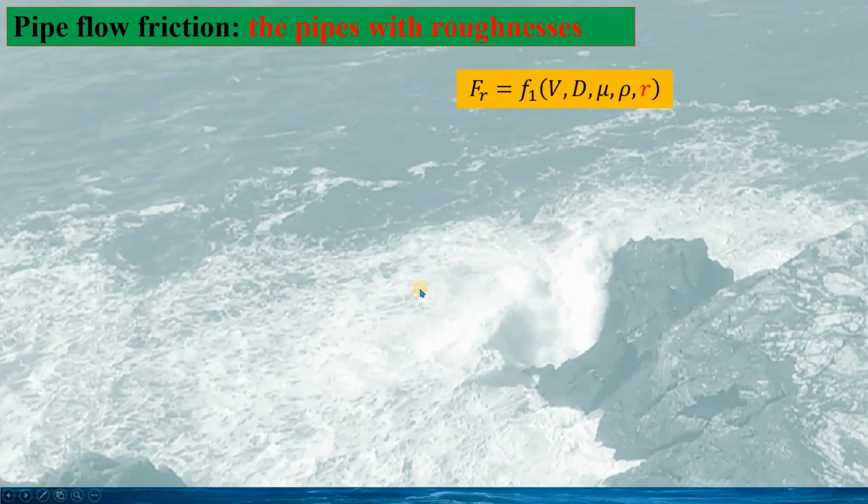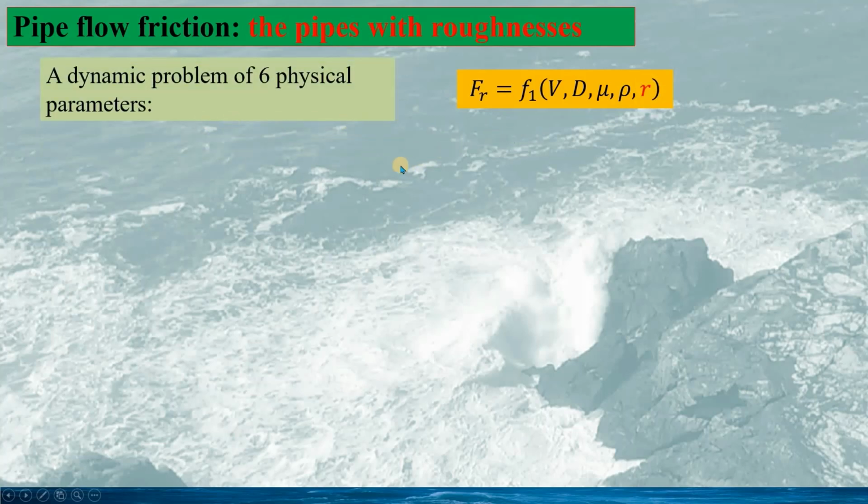Now we look at the more practical problem, the pipe with the roughness. The fluid friction Fr would be given as a function of the fluid velocity V, the diameter of the pipe, the fluid viscosity, the fluid density, and the pipe wall roughness R. Now, this is a dynamic problem of 6 physical parameters.